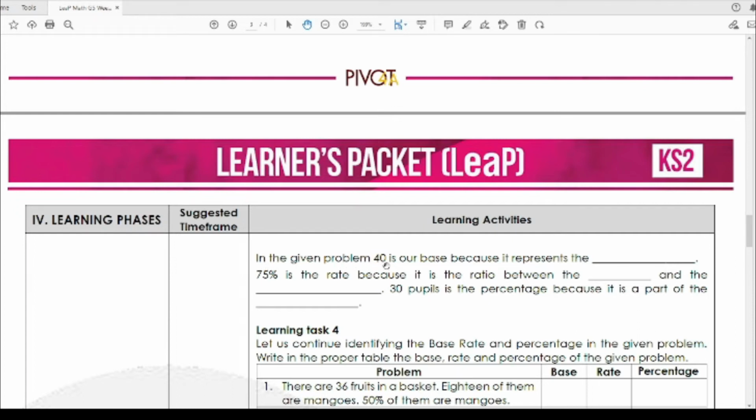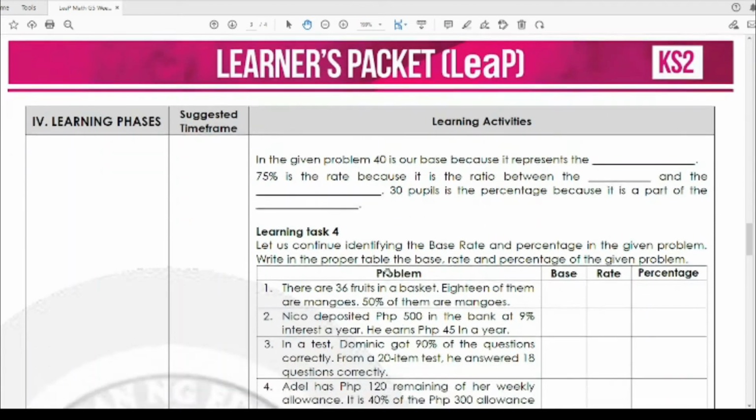In the given problem, 40 is our base because it represents the blank. 75 is the rate because it is the ratio between the blank and the blank. And 30 pupils is the percentage because it is a part of the blank.